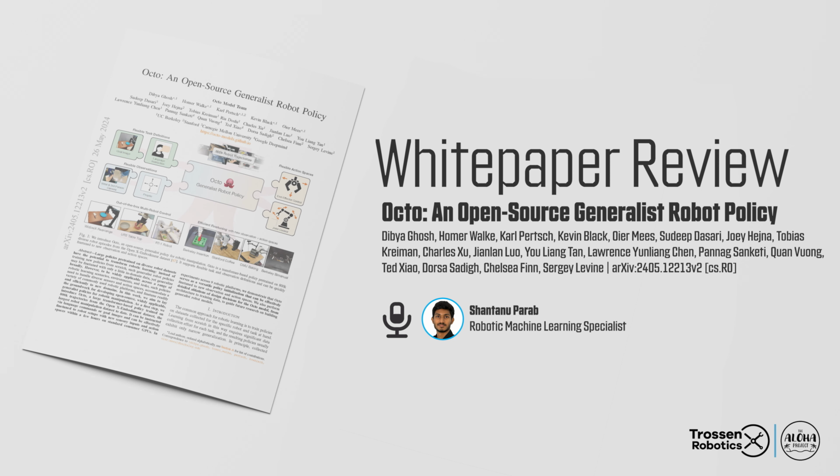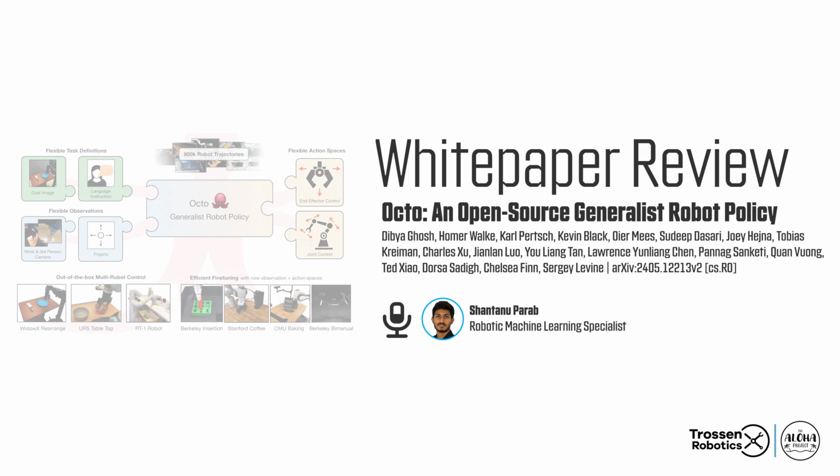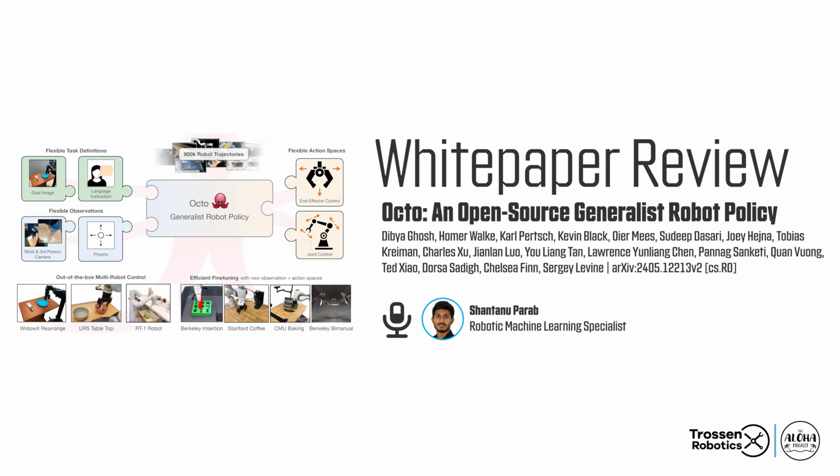Today we are reviewing the paper Octo, an Open-Source Generalist Robot Policy, authored by researchers from UC Berkeley, Stanford, Carnegie Mellon, and Google DeepMind. This paper introduces Octo, a groundbreaking approach that aims to revolutionize how we train robots to perform a wide range of tasks.